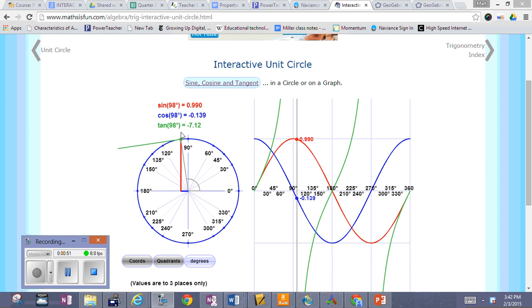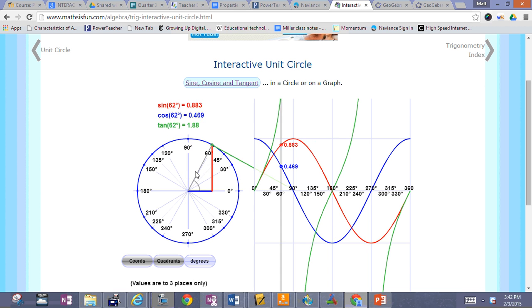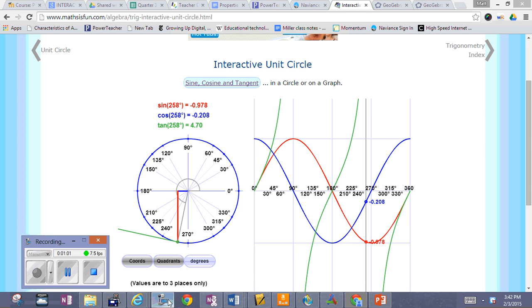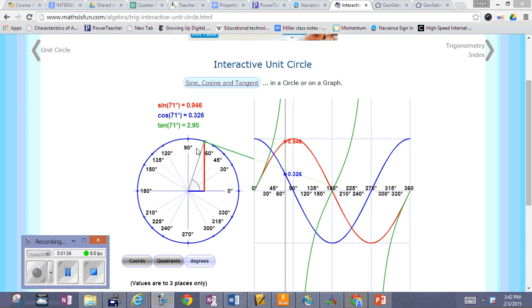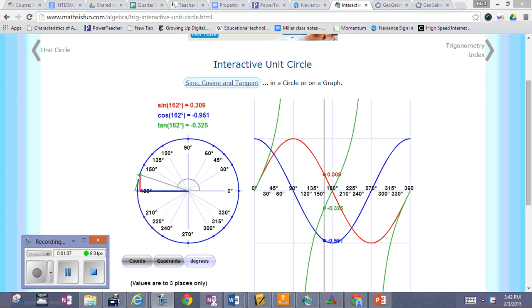So when I'm at 90 degrees, my sine value is at 1. And my graph has a peaked out value at 1. Okay? And so when I'm at 180 degrees, my y value is back to 0. Okay? So my graph has an intercept right there. Okay? When I'm down here at 270 degrees, my y value is at -1, and my graph is at -1. And then I'm back, okay?